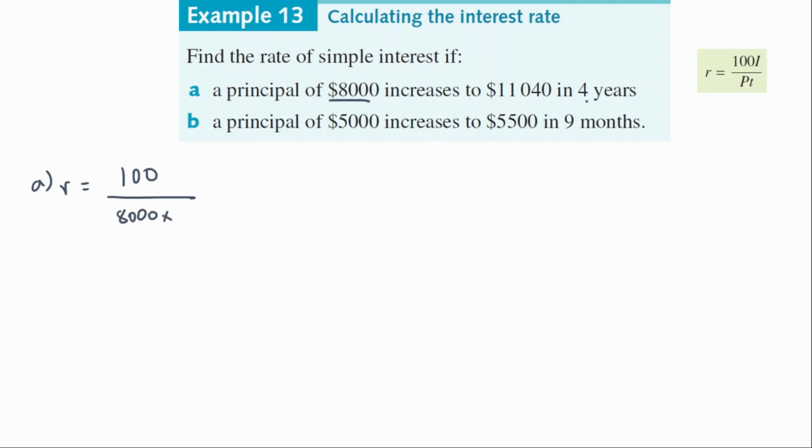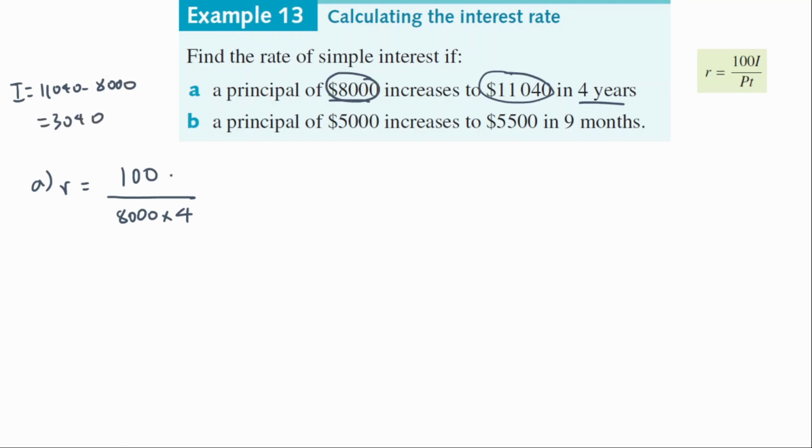We know what time is as well. Time is 4 years, so it's going to be 8,000 times 4. But we don't quite know what I is just yet. I is the amount earned through interest, so we can find that by doing the final value minus the original, which is the principal. So I is just going to be 11,040 minus 8,000, and that will give you a value of 3,040.